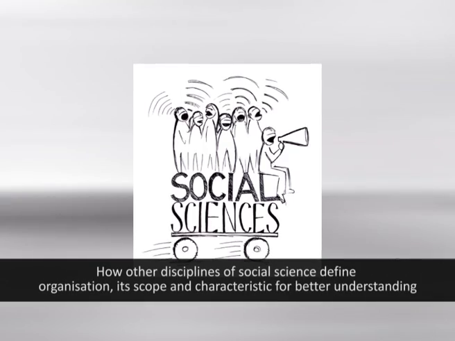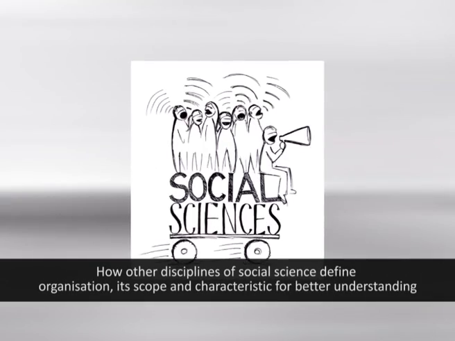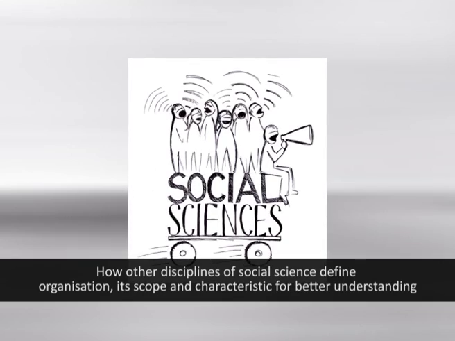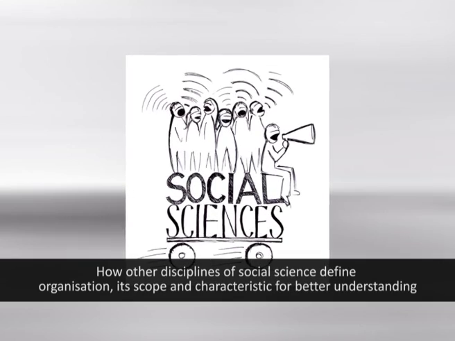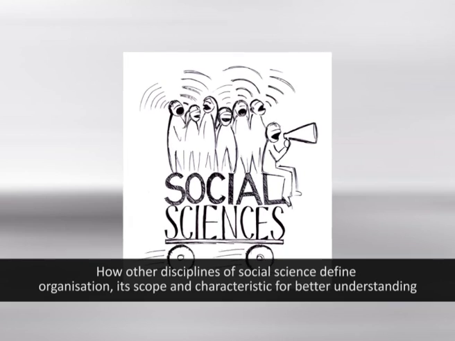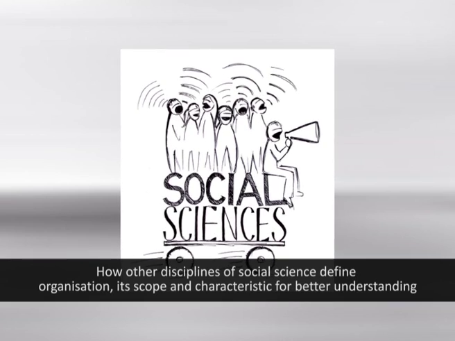It has taken into account how other disciplines of social science define organization, its scope and characteristics for better understanding. All these disciplines have developed a model of organization. In 1971, Pugh had identified 6 models. We will outline those models and try to understand them in the next subtopic.